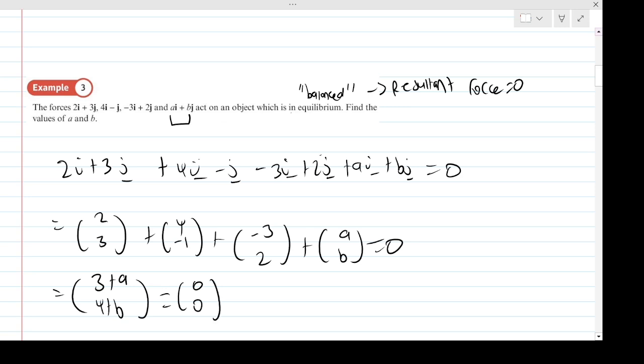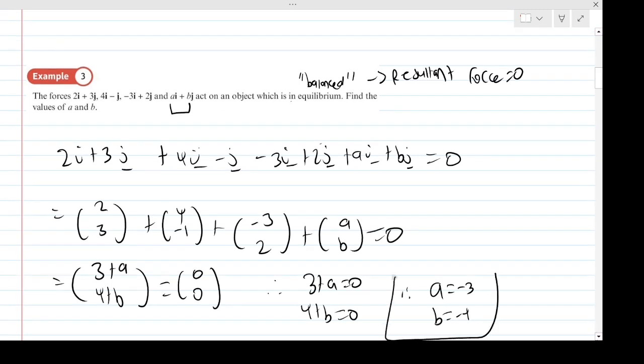Okay? So at that point, hopefully you can spot we've got some equations we can get from this, right? We can equate the top and the bottom parts. So we can say 3 add a equals 0 and 4 add b equals 0. Then it's just solving a simple equation. So then I can say that a is negative 3 and b is negative 4. And those are my solutions there. So that's the idea. When we're given forces as vectors, we can add all the vectors to get the overall force. And then if it's balanced, we set that force to 0.